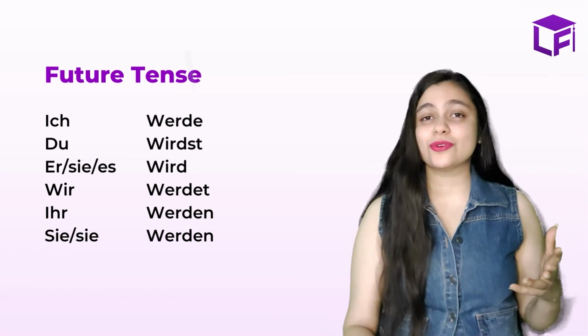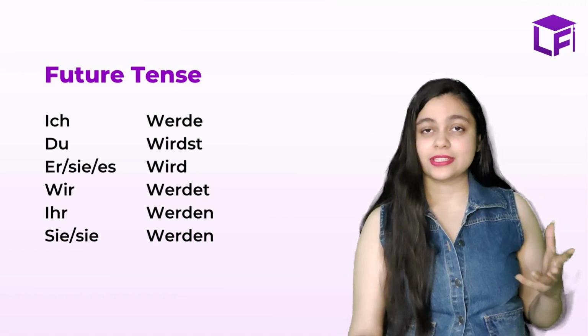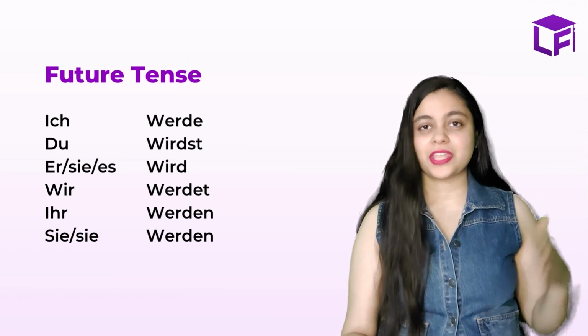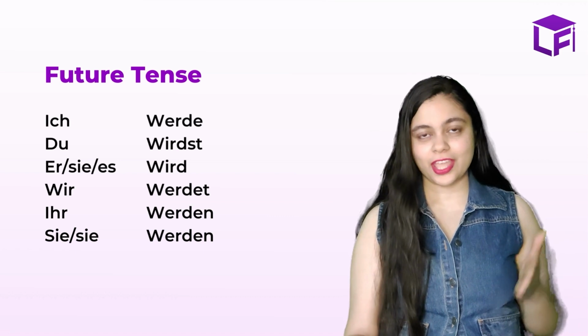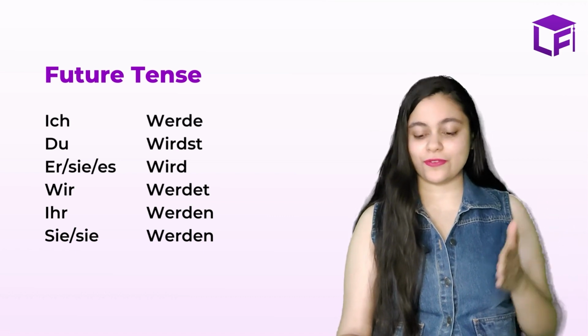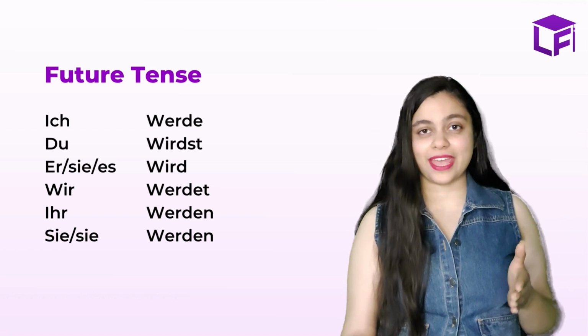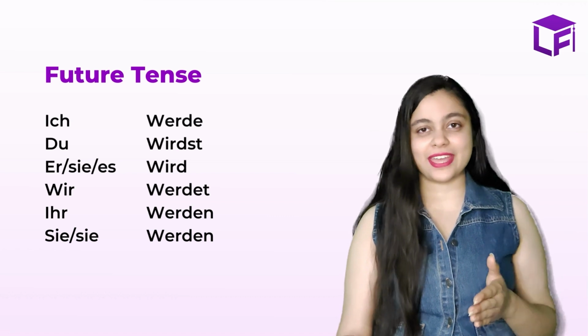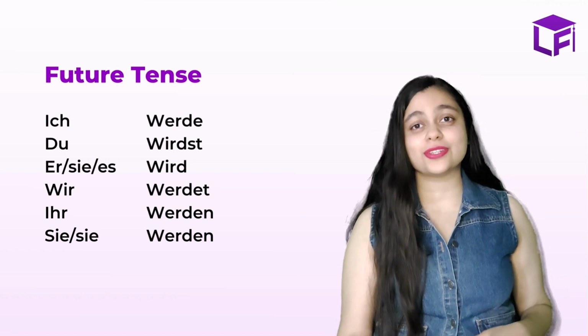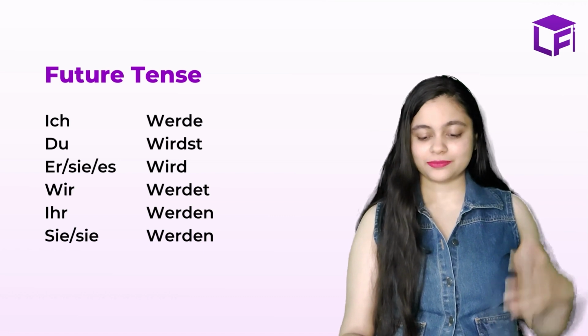Okay, so here you go with the conjugation of the verb werden, which is very, very important. This is how the conjugation goes. Ich werde, du wirst, sie es wird, wir werden, ihr werdet, sie werden. Always keep in mind to conjugate the verb according to the subject. Alright.